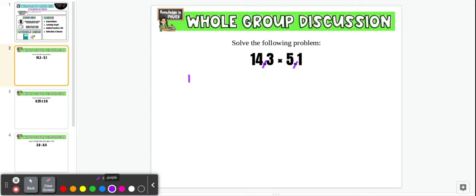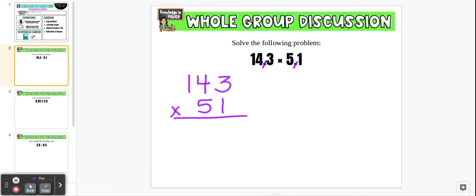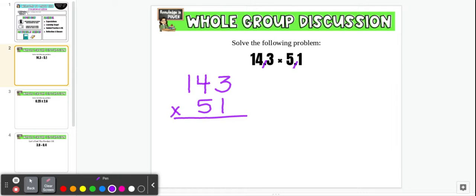So I am going to say 14 and 3/10 becomes 143, and then 5 and 1/10 becomes 51. Now, when we multiply these, I'm going to be using different colors to show you some different things here as we multiply.